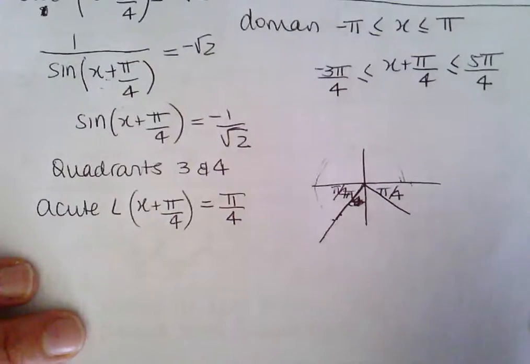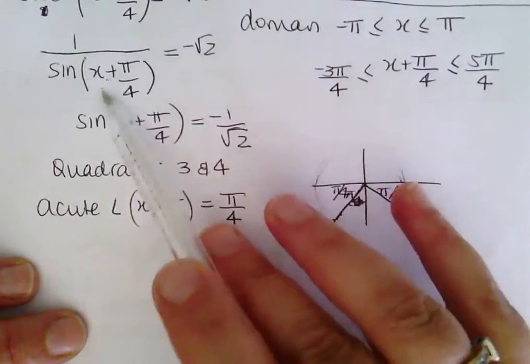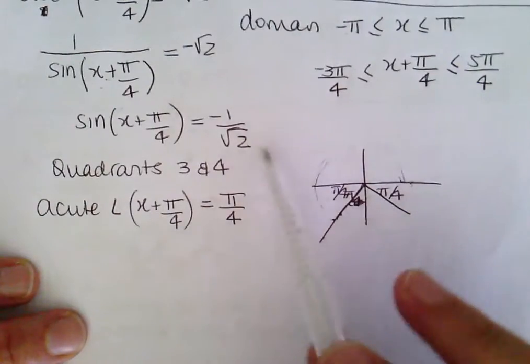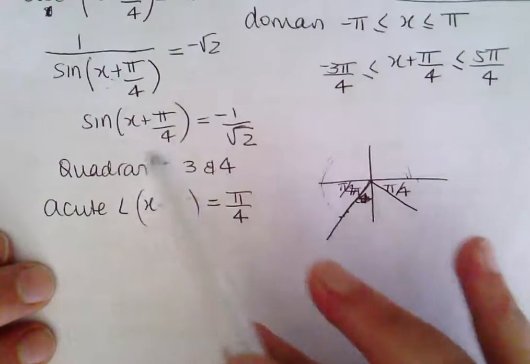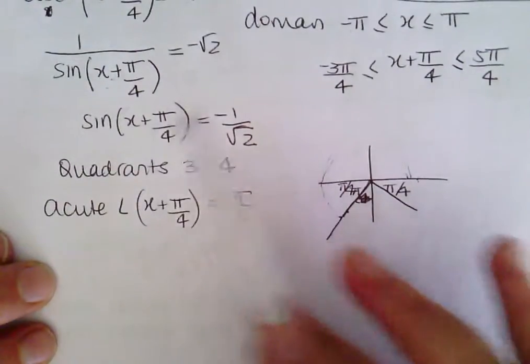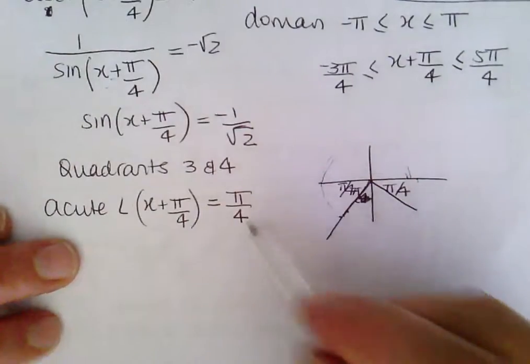Sorry, I think I stopped recording somewhere there. So therefore, sine of x plus pi on 4, swapping those, is -1 on √2. So our quadrants are 3 and 4, and our acute angle, we know sine of 45 is 1 on √2. So the acute angle for x plus pi on 4 is pi on 4.